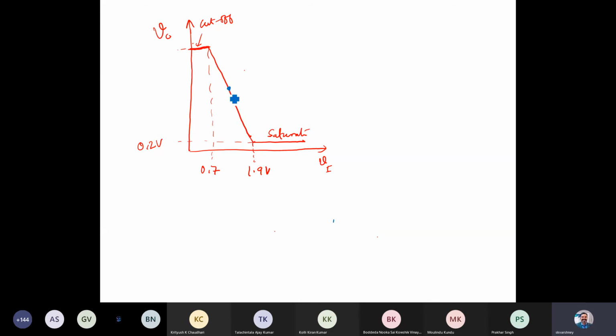Let's say this is the input. It's not a very good drawing. This is the input signal which is fed, and what you get is an amplified signal. So this is the output signal and this is the input signal.